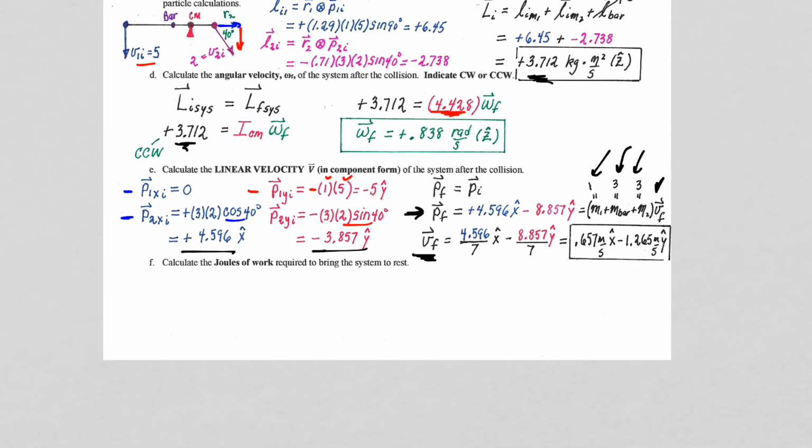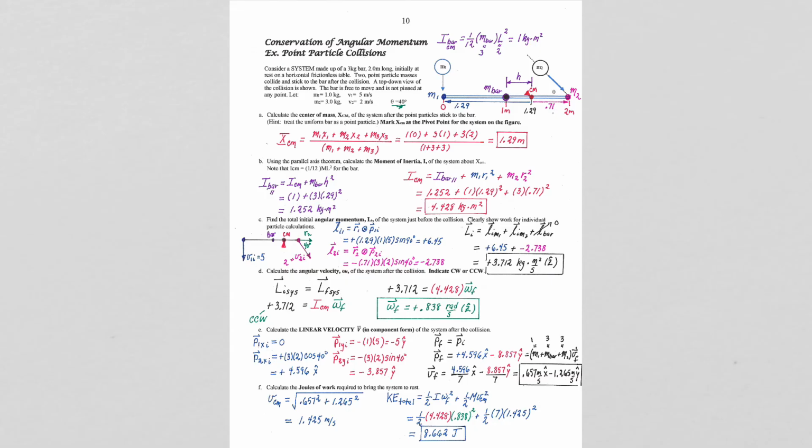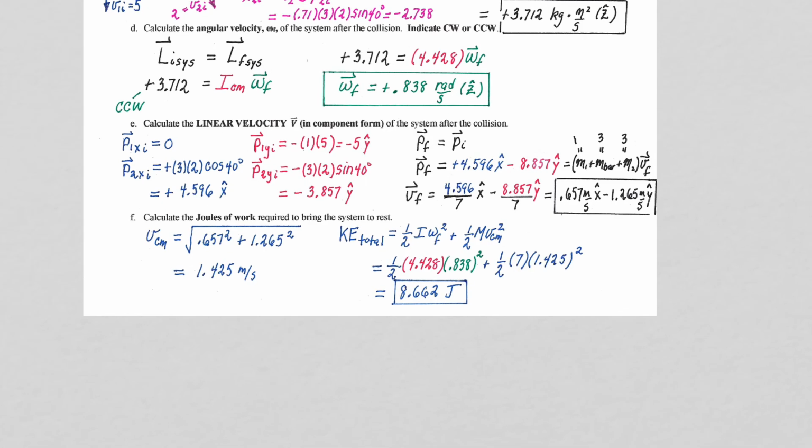And the last little bit I have here is how much energy is there in this system after the collision that we would have to remove to bring it to rest. And that is just a reminder now to you that both rotational and linear motion are occurring at the same time. So we took our linear velocity that we just calculated and used Pythagorean theorem to get the speed. So that was the speed that the center of mass point of this composite system has.